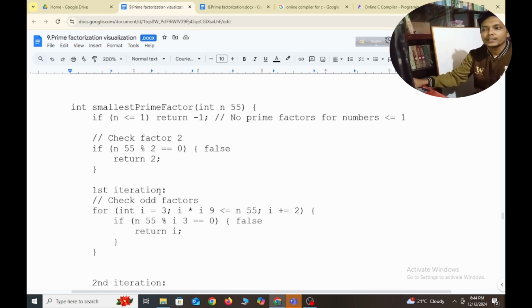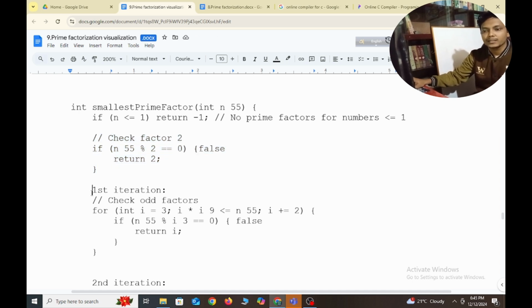Okay, so let's consider 55 here again. For the smallest one, this condition will be checked, and n is not less than 1, so we will go forward. Okay, so if n modulus 2 equals 0, that means we're checking for 2, right? So this condition is false because 2 can't evenly divide 55. So we will go forward. We don't enter into this if statement. So now we will check for odd factors.